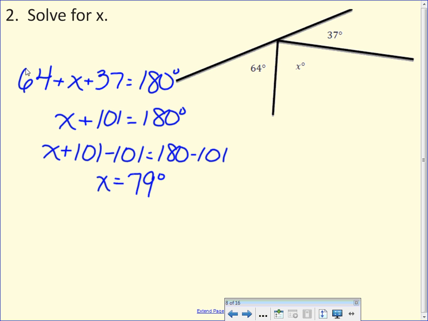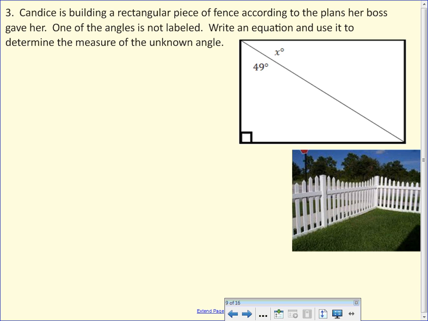All right, try the next one. All right, by the directions telling us that Candace is building a rectangular piece of fence, what do we know about all the corners in a rectangle? All four corners equal 90 degrees. So all of those corners are 90 degrees. So I know that that plus that is going to equal 90 degrees. So 49 plus x is going to equal 90 degrees.